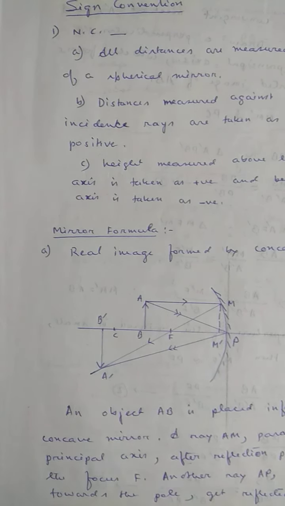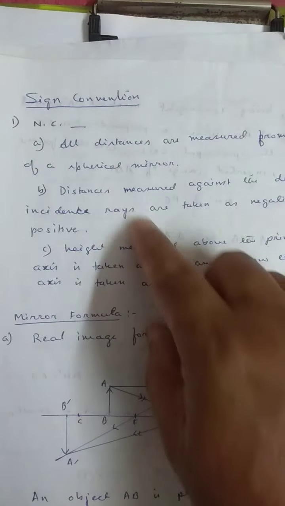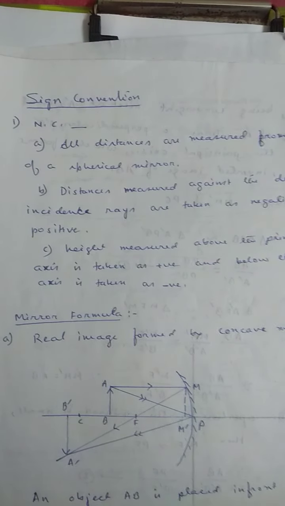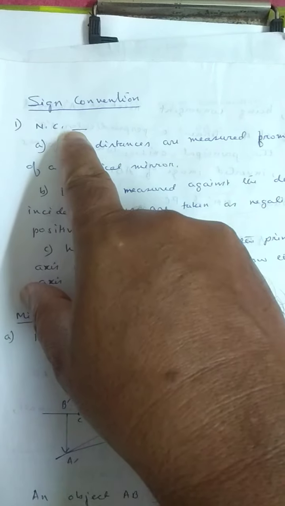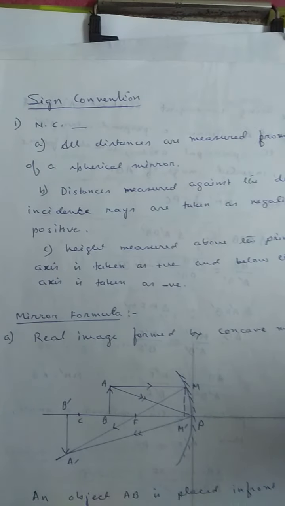Okay? So in order to derive the formulas, we require the sign convention. A lot of conventions are there. The real is positive convention is there, the RP sign convention: if the image is real, image distance is positive; if the image is virtual, image distance is negative. That is one type of convention. But here we have to consider the NC sign convention. NC stands for New Cartesian sign convention.